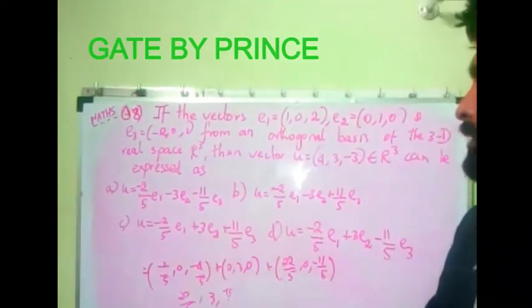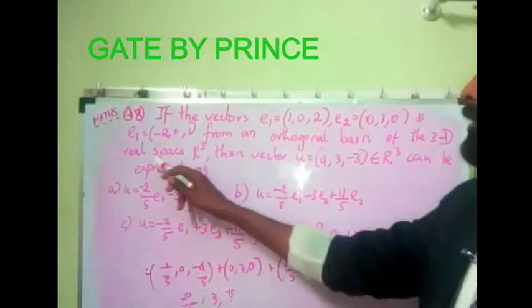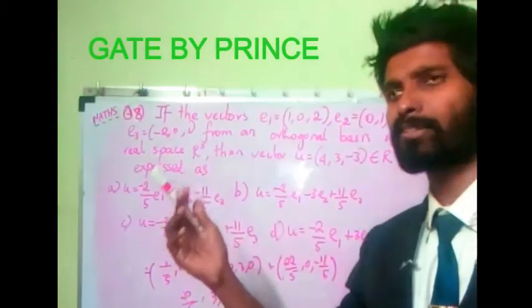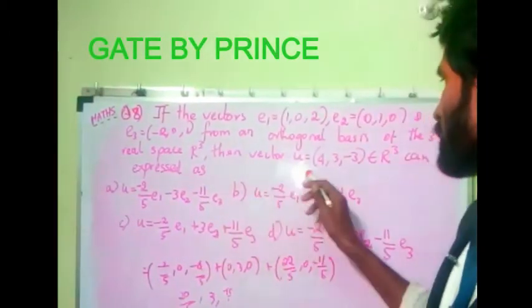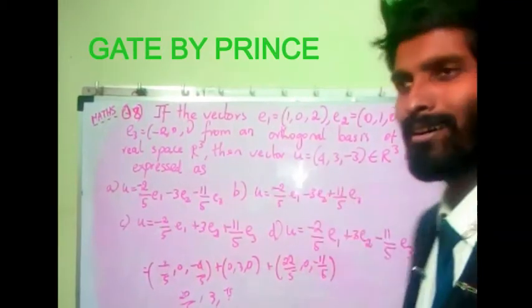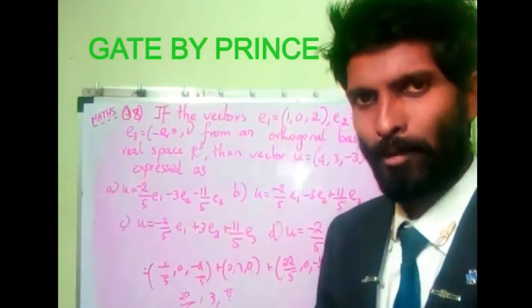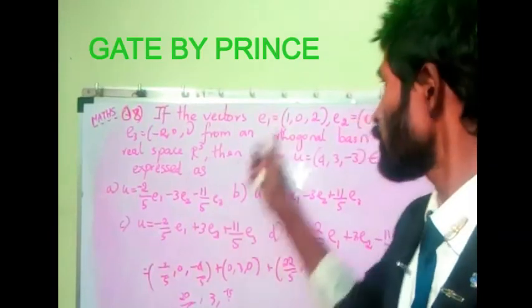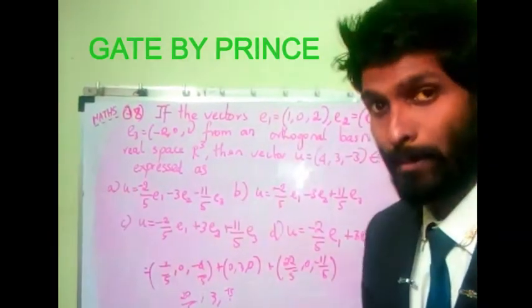Now what do you do? They have given the real space R3. This might be any space, and this might be R3. Then a vector U belongs to R cube. U might be any normal vector. Normal means it should be perpendicular to all these 1, 2, 3. Okay, it might be perpendicular.